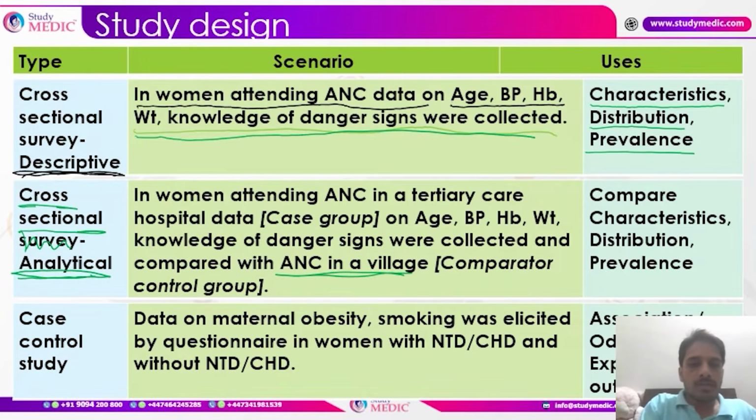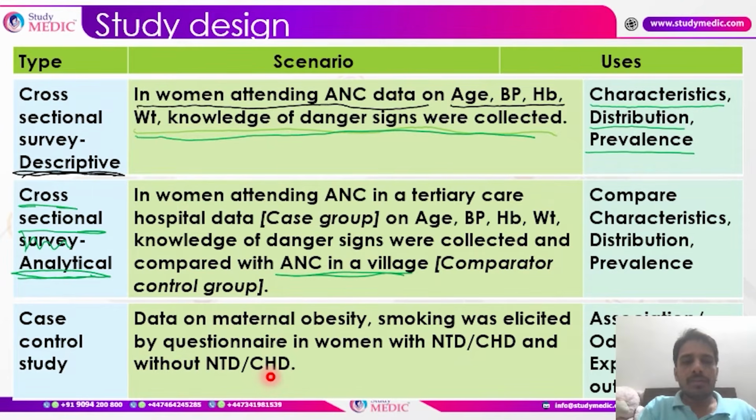Now, what is a case control study? Look at the scenario. Here data on maternal obesity, whether they were smoking since long, how much they were smoking, were all elicited by using a questionnaire or an interview. In women who were having either neural tube defect or another case of congenital heart disease, and the same data were elicited in those which are not having these rare cases. So they first selected, using a diagnostic criteria in a particular hospital or a setup, those who had neural tube defect or congenital heart disease and who did not have.